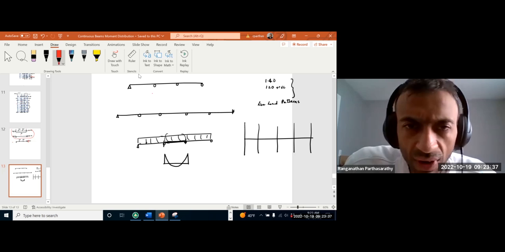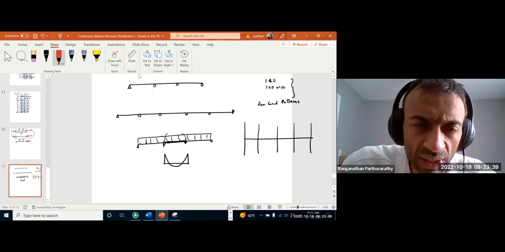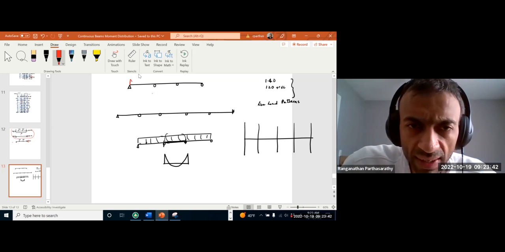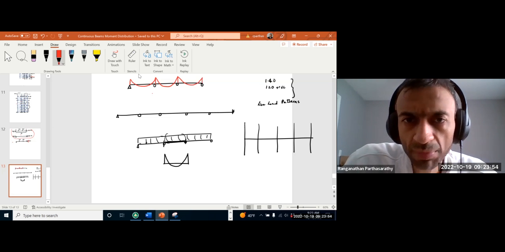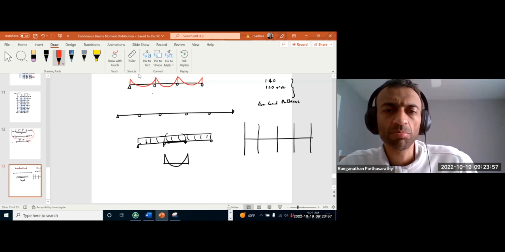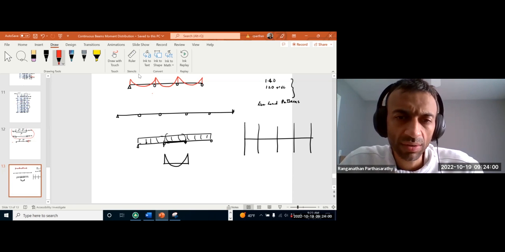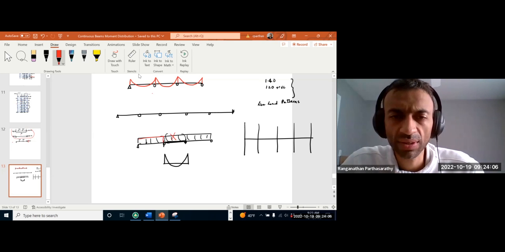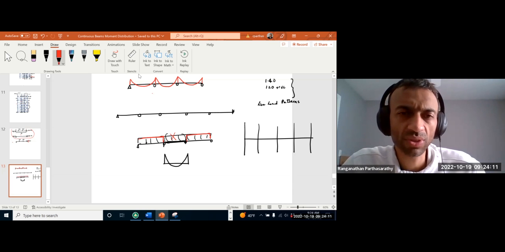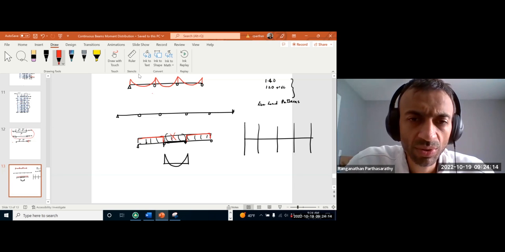Now, we applied live load on all the spans, right? So that's going to give us a bending moment something like maybe something like that, right? But now, if you remove the live loading and put it only on the leftmost and rightmost spans, this is going to bend the beam differently.